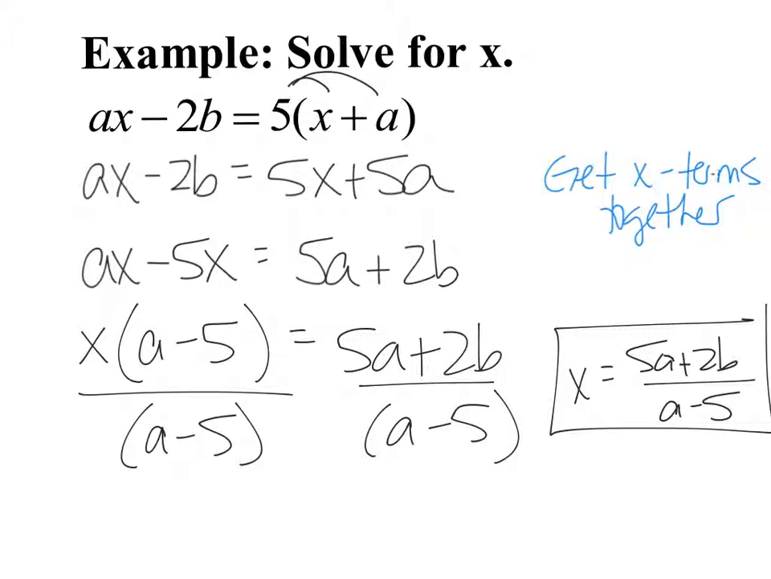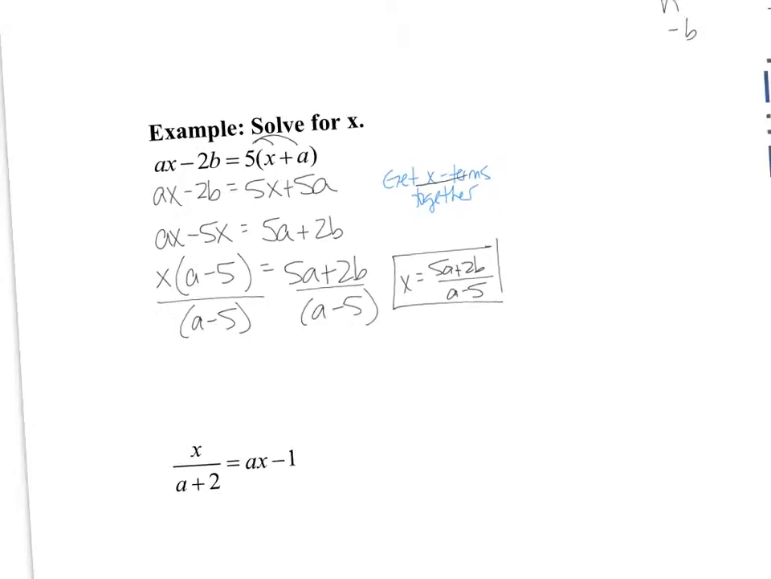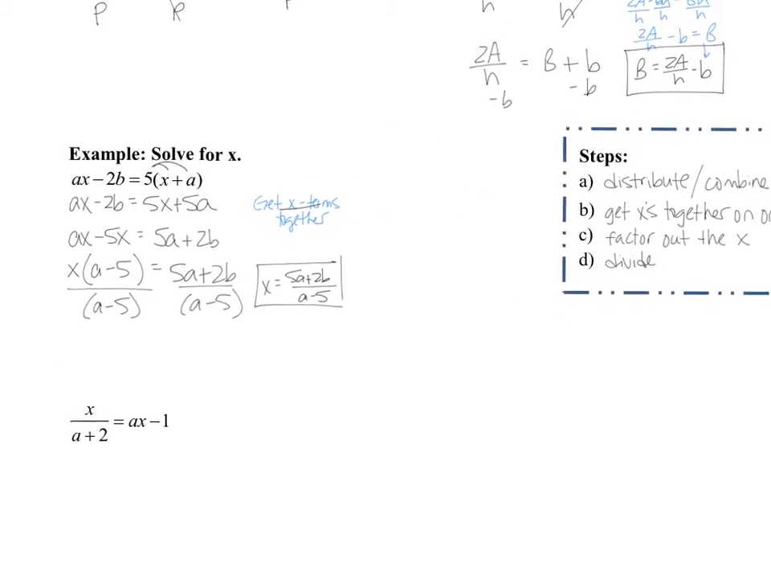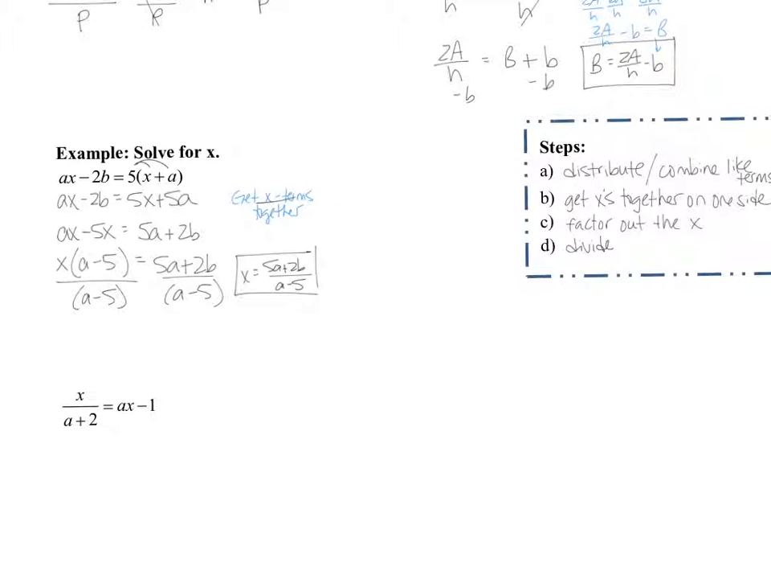Let me zoom out so that we can see the steps that I wrote and then kind of go through that. So the first thing we did is we distributed. I distributed my 5 in this example over here. And then combine any like terms that you have, and there weren't any here. So I kind of skipped this combining part.